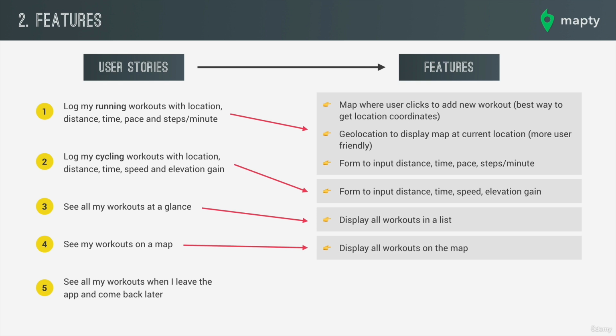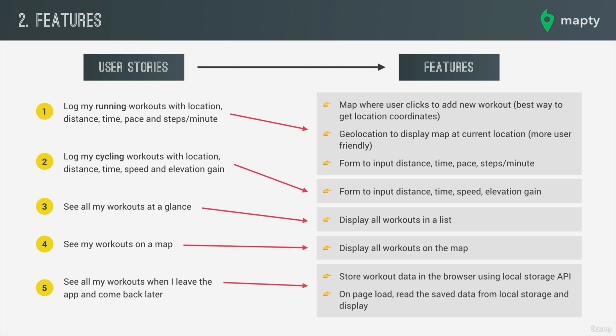And so usually in a real world application, you'll have accounts where people's data then gets stored. But in this case here, since we are just building a very simple application, all we're going to do is store the workout data right in the browser. And for that, we're going to use a browser API called local storage. Then, whenever the user comes back to the page, we will read the data that was saved in the local storage and then display it both on the map and also on the list.